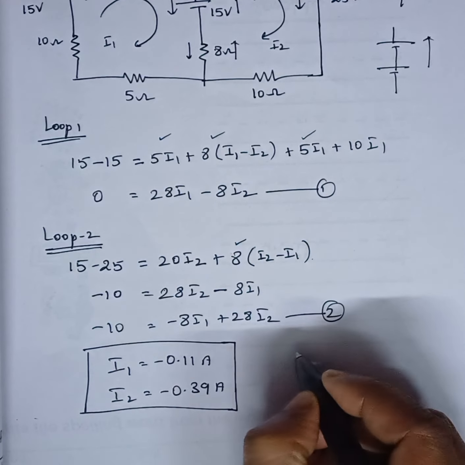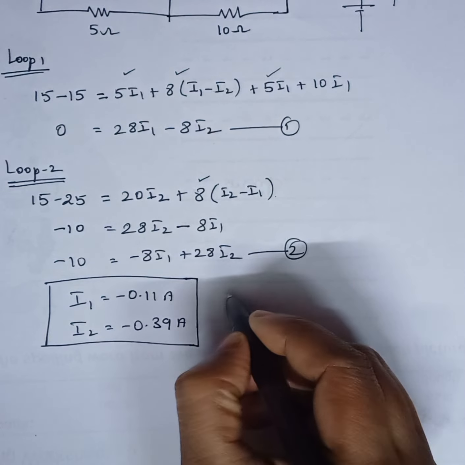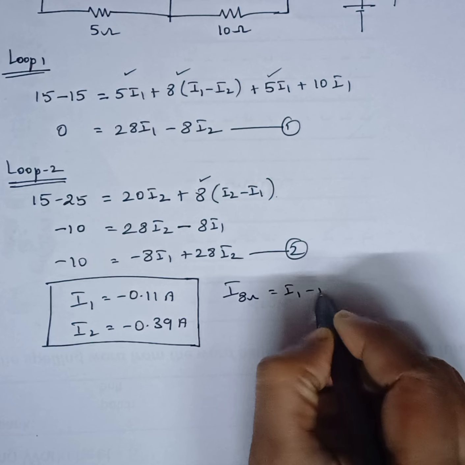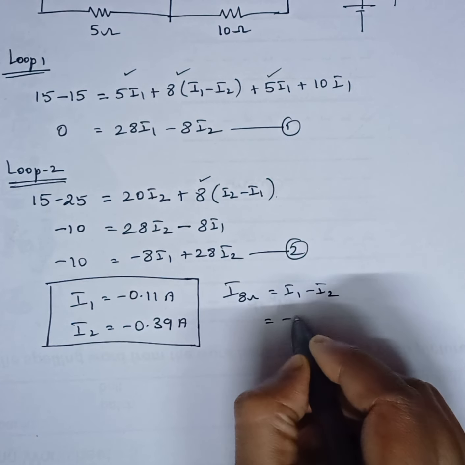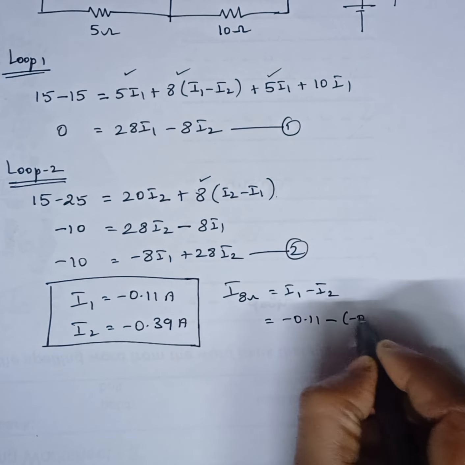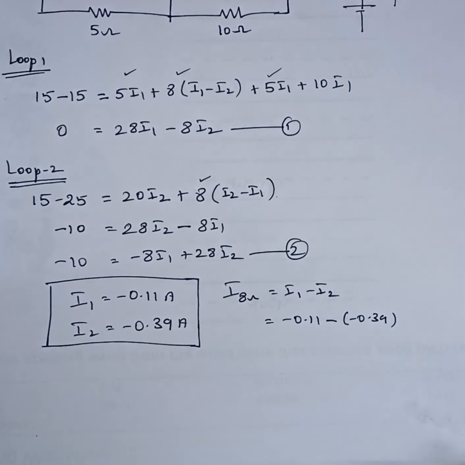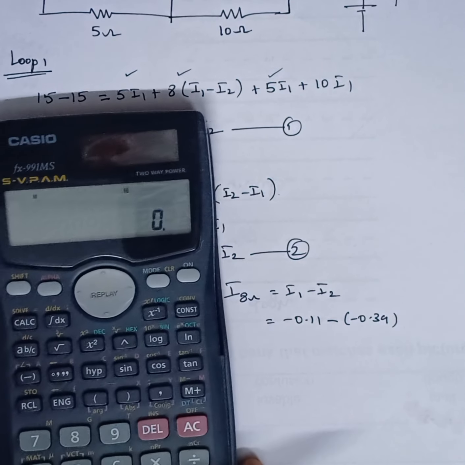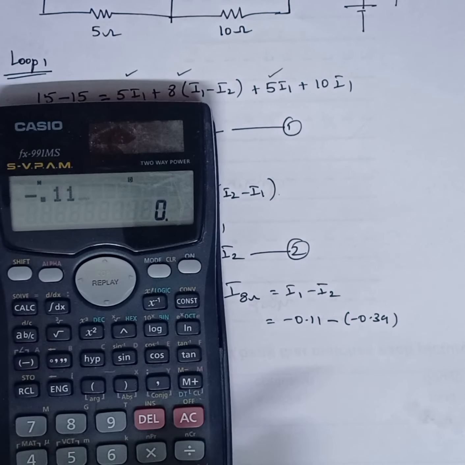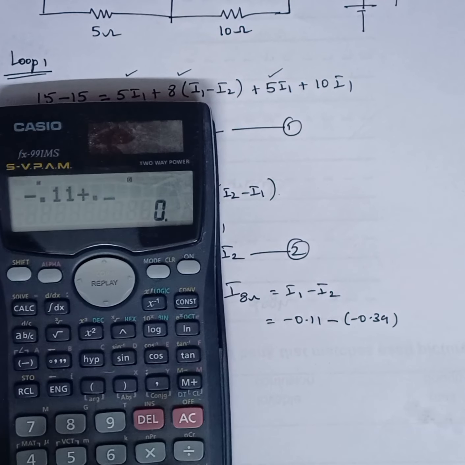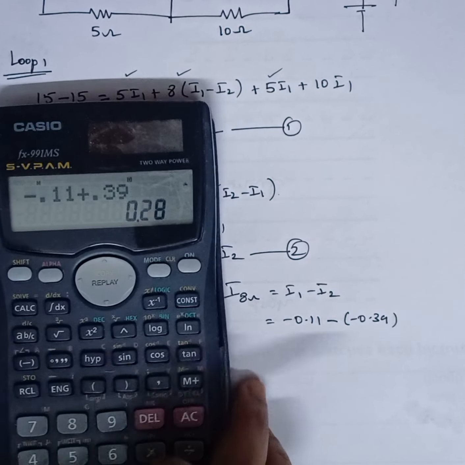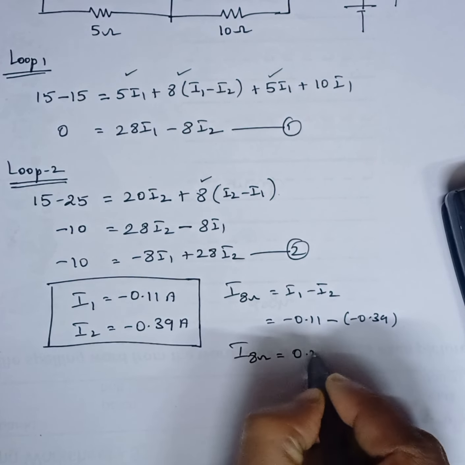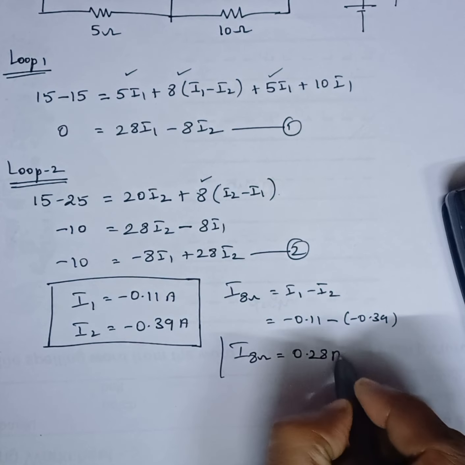And our aim is to find the current flowing through the 8 ohm resistor, which is I8 ohm, so let us put this as I1 minus I2. I1 is minus 0.11 minus of minus 0.39, which is minus 0.11 plus 0.39. So we get 0.28 amps.